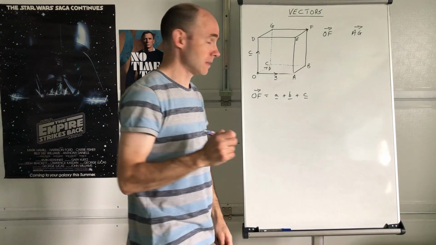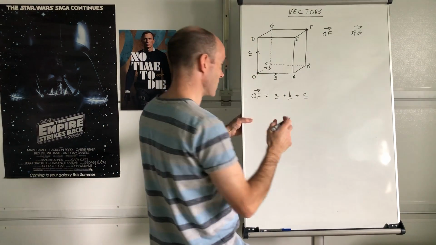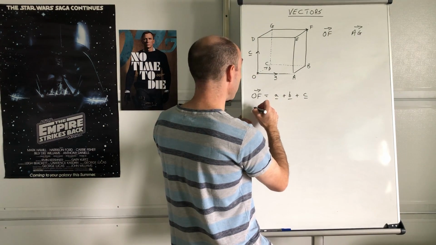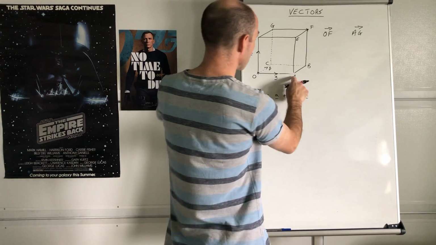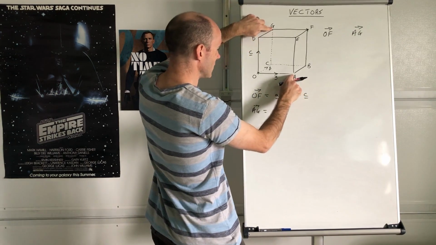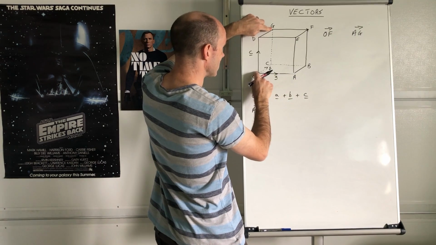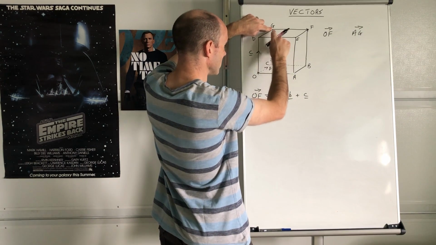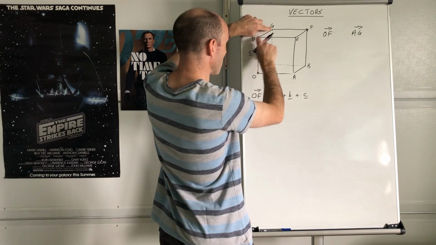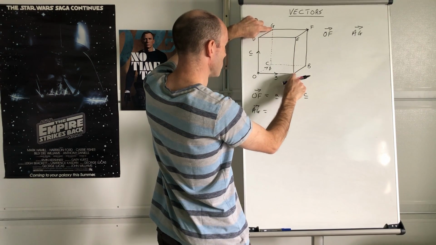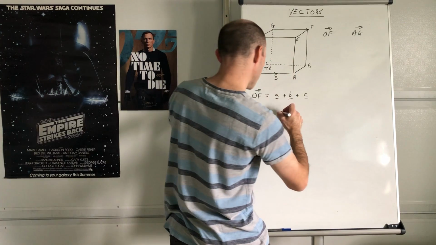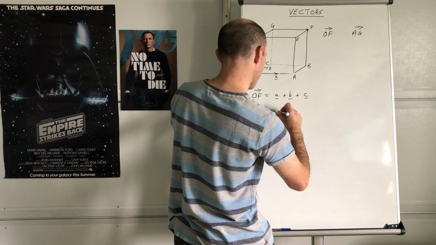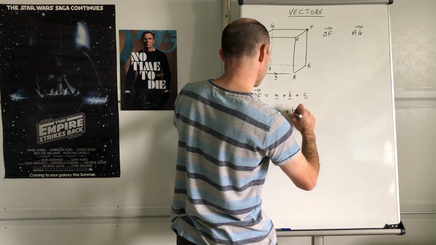Now, I was going to say something else, but let's just move on. Let's do AG next. So AG, what's that going to be? From here to here, so we've got to go that way, then that way, then that way. So how best to write this? Negative A plus C plus B. Let's write it like that, shall we? Negative A plus B plus C.